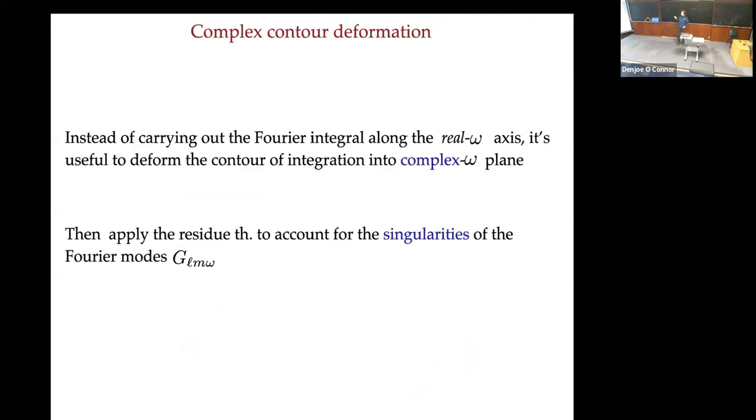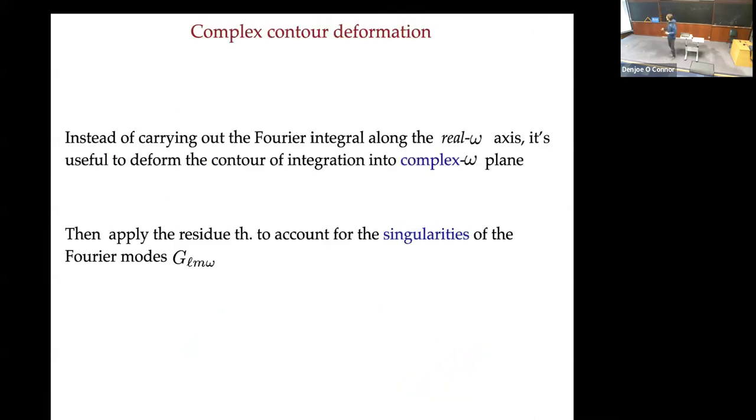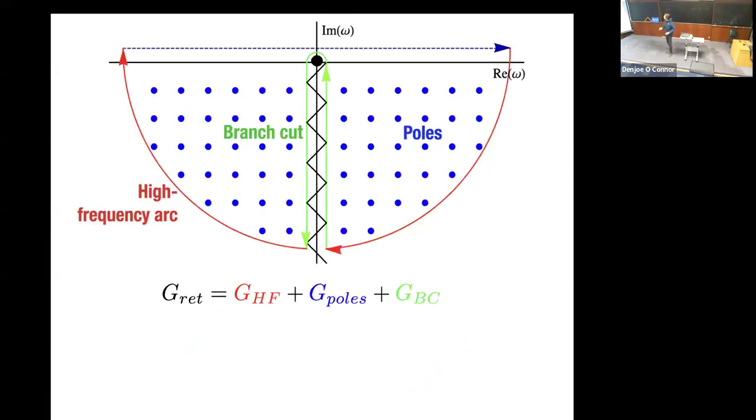So, okay, we're not staying here. We've got the Fourier integral around the real axis. Now we're going to go into the complex frequency plane. We're going to deform the contour into the complex frequency plane and apply the residue theorem of complex analysis to sweep off the singularities of the Fourier modes. This is not an exact calculation, it's just a depiction of the singularities of the Fourier modes.